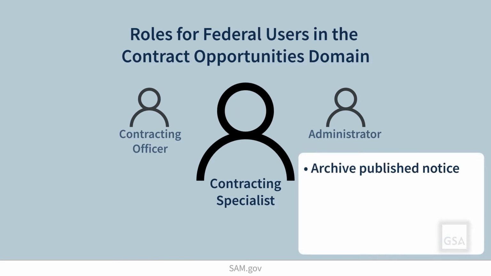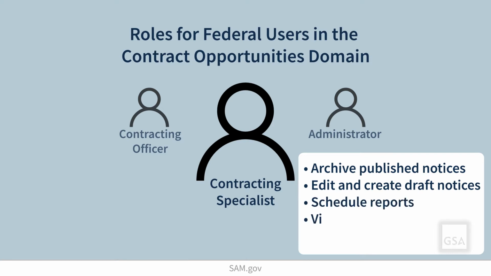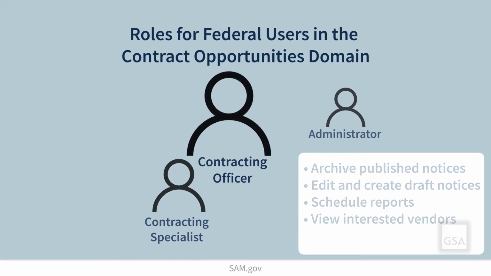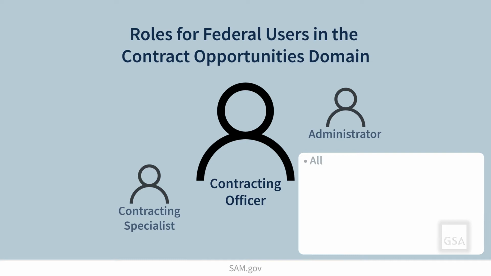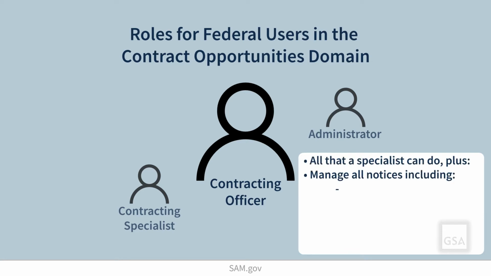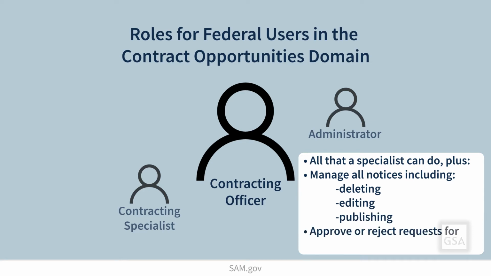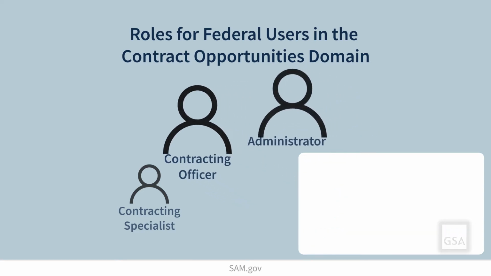A contracting specialist can archive published notices, edit and create draft notices, schedule reports, and view interested vendors. A contracting officer can do the same things as a contracting specialist and can also manage all notices, including deleting, editing, and publishing. And they can approve or reject pending vendor requests for control documents.